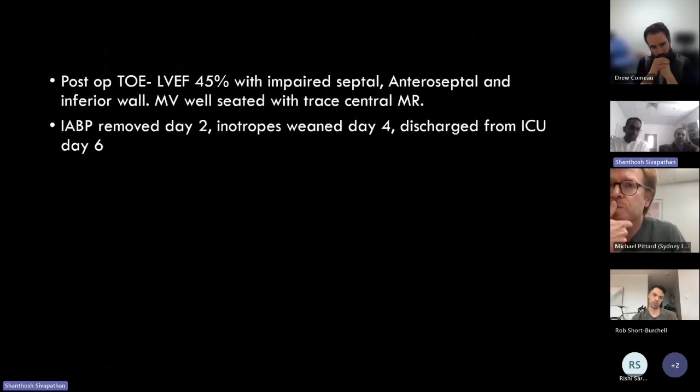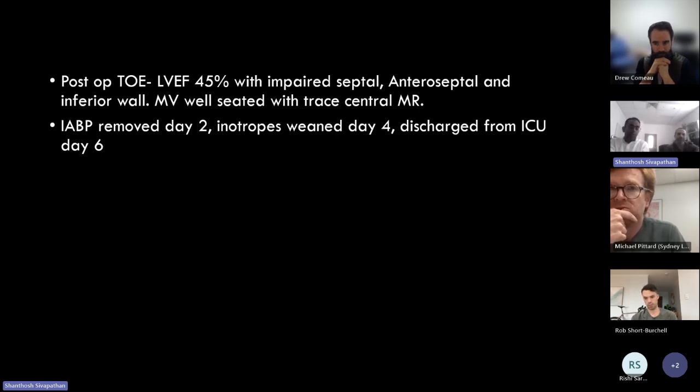So anyways, the EF was 45. They had impaired septal, anteroseptal, and inferior wall. The IABP was removed a couple of days later. The noradrenaline and all of that was weaned off, and they were actually sent home from ICU on day 6. So this patient did remarkably well.